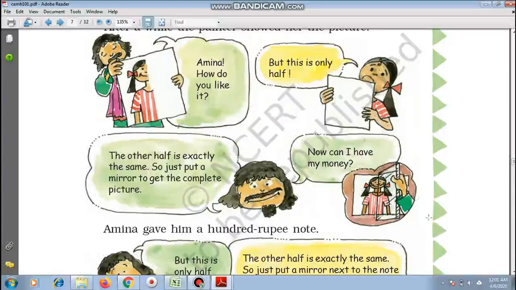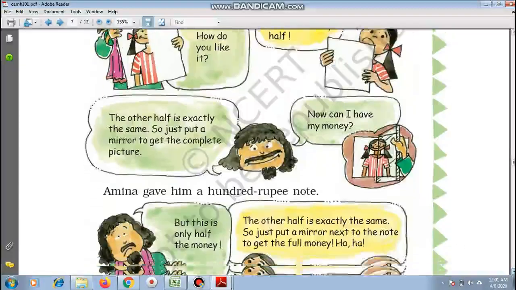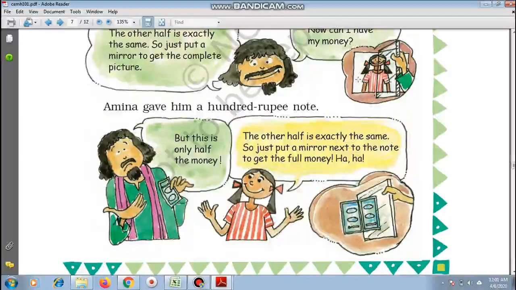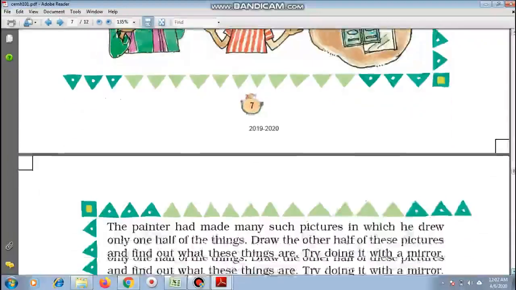So see, he asked Amina to put the mirror, and you could see that her one half is looking the same as the other half. Amina gave him a ₹100 note, but this is only half the money. The other half is exactly the same. So just put a mirror next to the note to get the full money. And this is how Amina taught him a lesson.